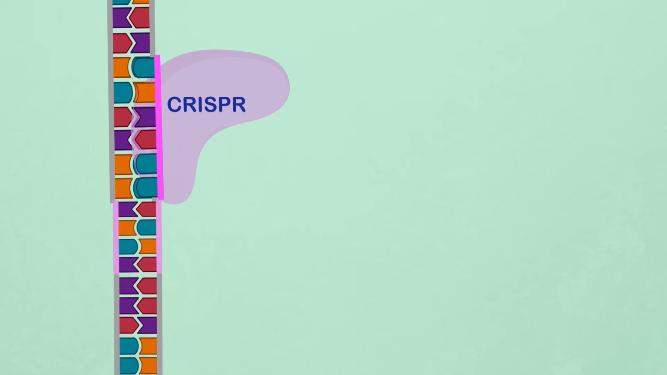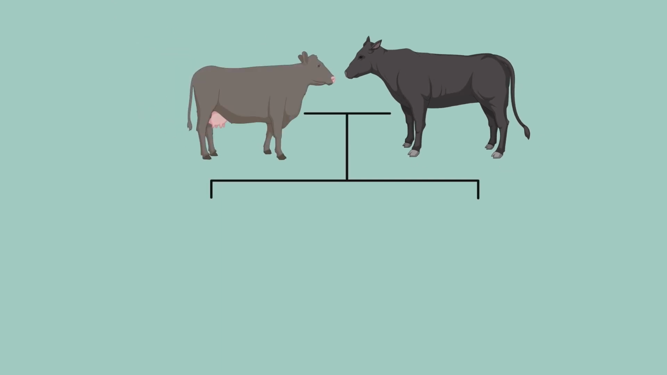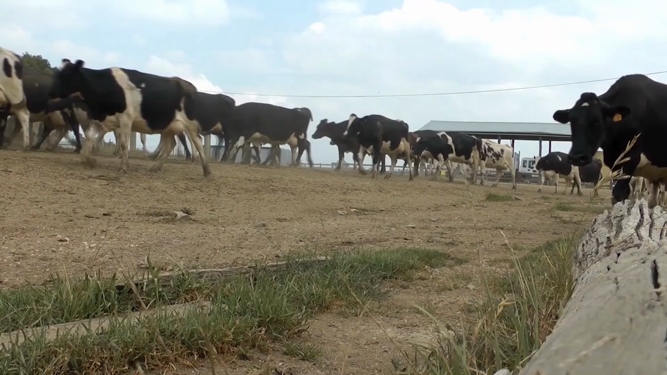When gene editing is done on an embryo, the changes will determine how that individual develops. These changes will also be passed on to the offspring of that individual and influence future generations. Gene editing technology will allow us to make changes in cattle and sheep that we either can't do right now or that would take a very long time.